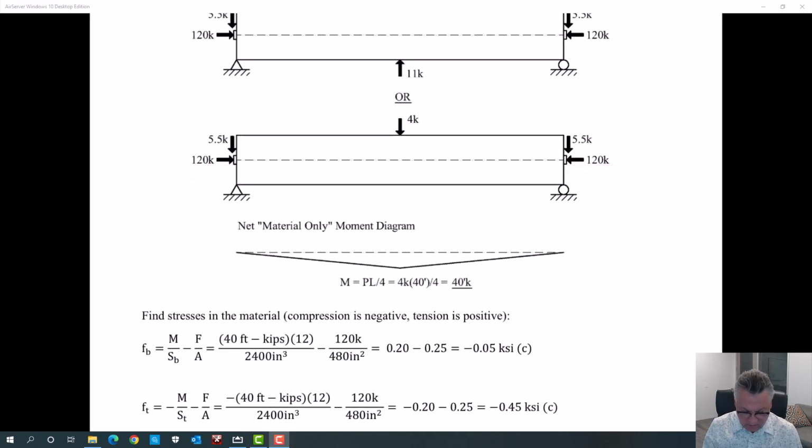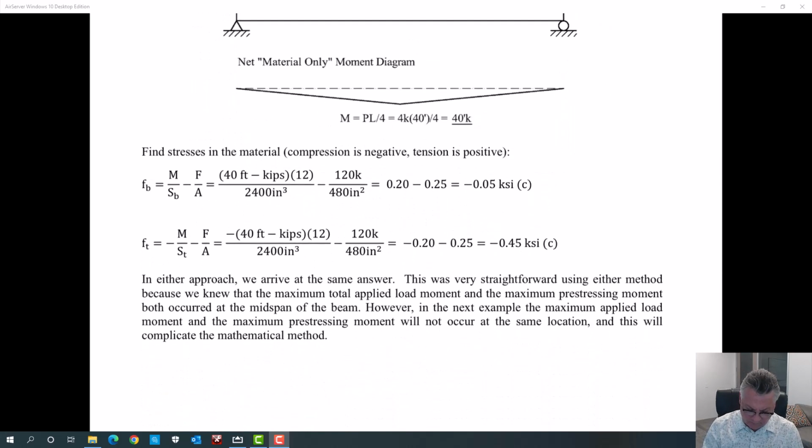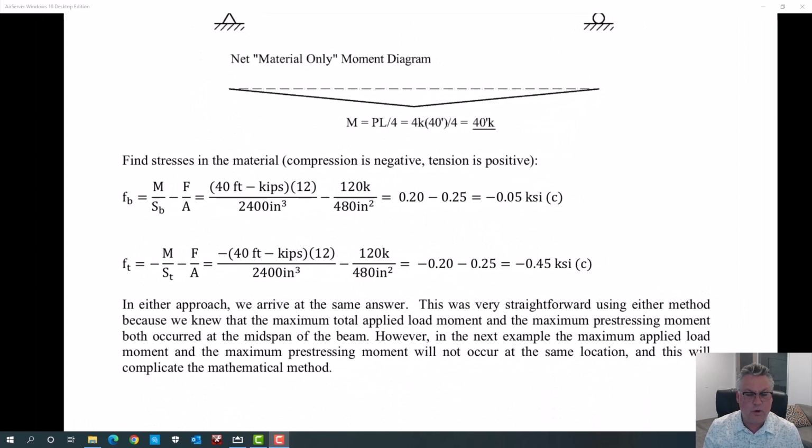With the 120 kip applied compressive load, and these won't come into play in the moment diagram, but they're there. So PL over 4 with this 4 kip point load is 40 foot kips. Now I can just approach this as I would any other material with loads on it and say, I'm interested in the stress at the bottom. I'll look at M over S, section modulus on the bottom, minus F over A.